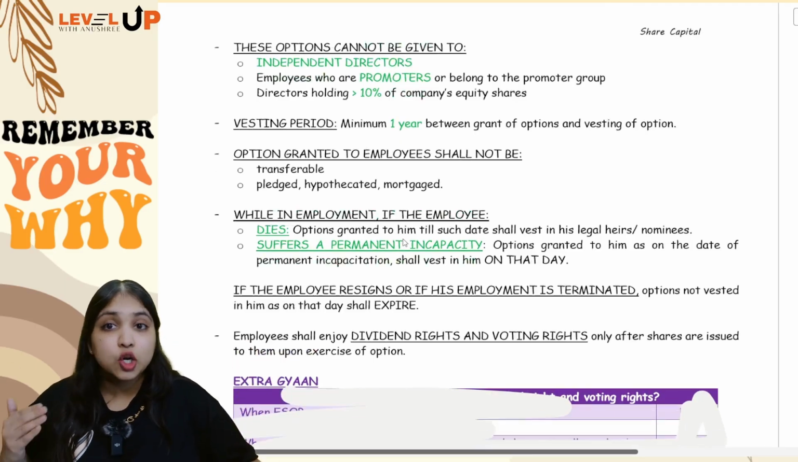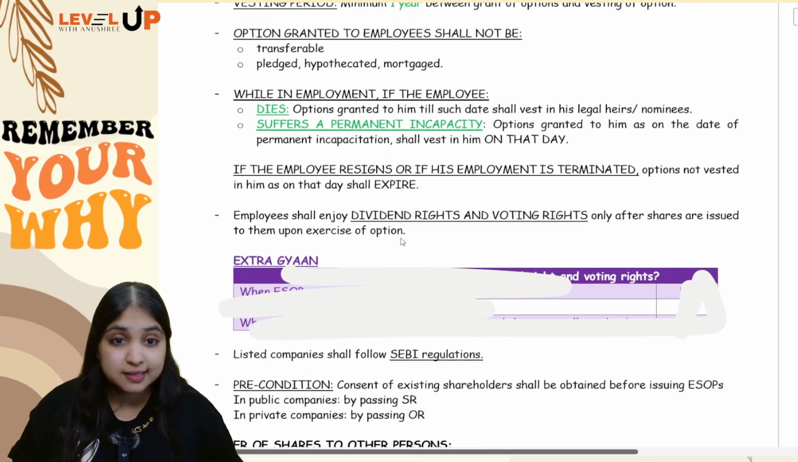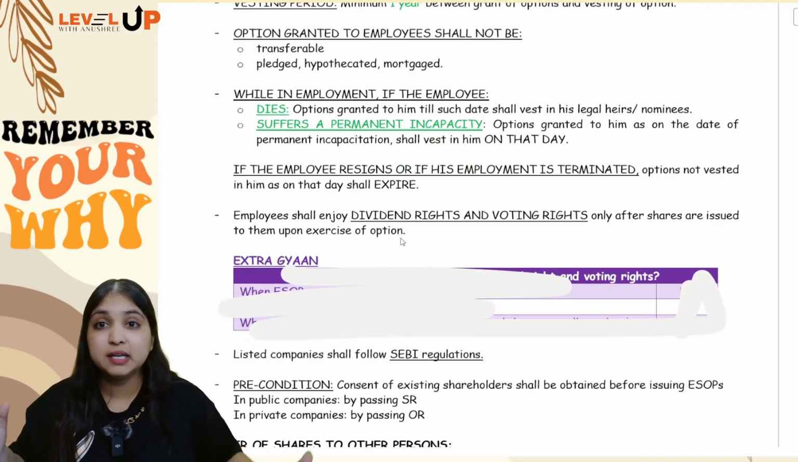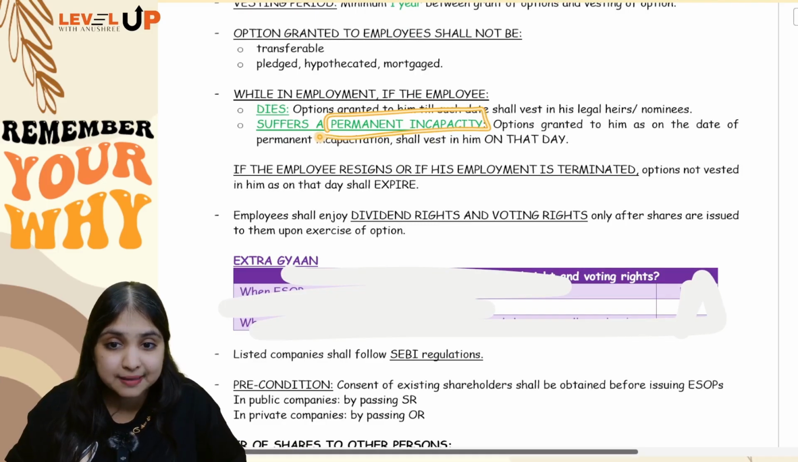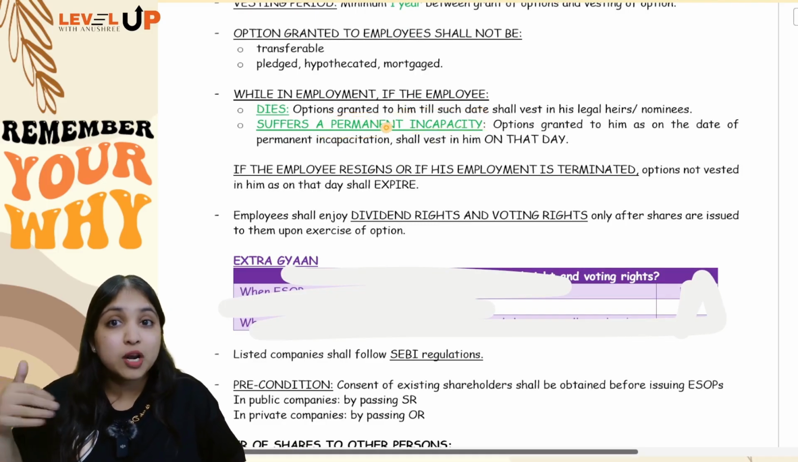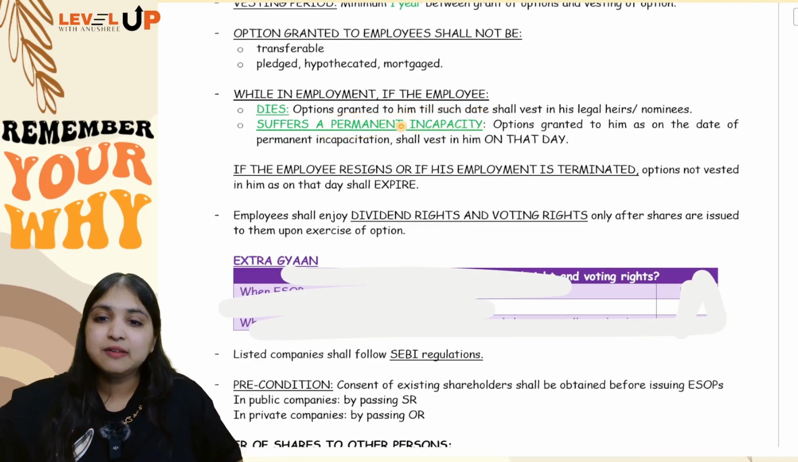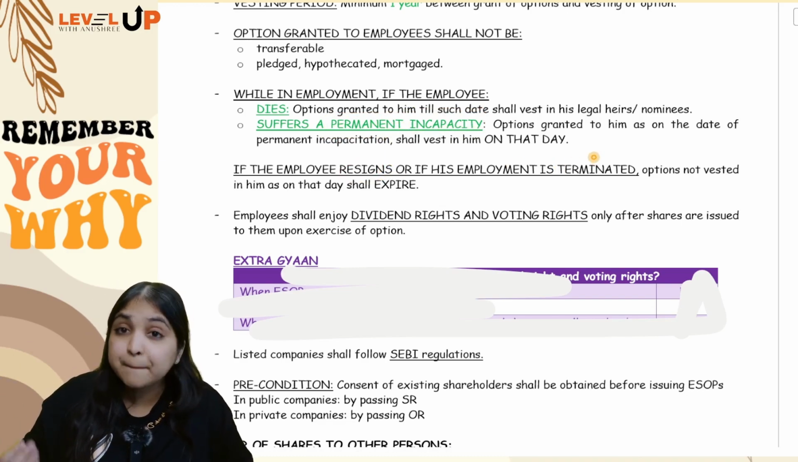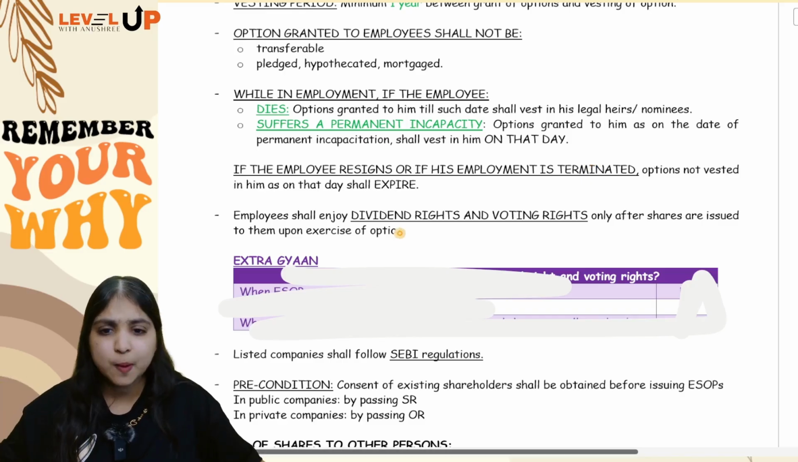And then we discussed, during the vesting period, if the employee dies, then the ESOPs will go to his legal representative. During the vesting period, if the employee suffers from a permanent incapacity, like if he goes into coma or if he gets paralyzed, then on that day itself the ESOPs will vest in him. But if he resigns or if the company fires him, then the ESOPs will lapse.